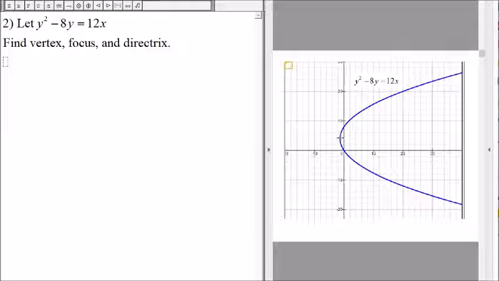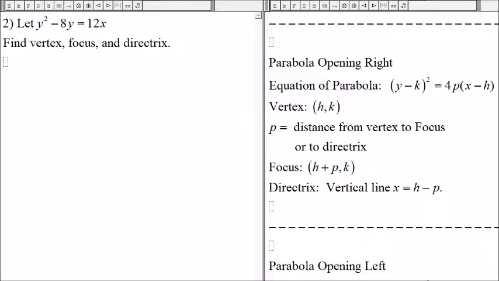So the vertex is right here. The focus will be in here. The directrix will be somewhere back here. And since the parabola opens to the right, then we want to get this equation right here into this form.